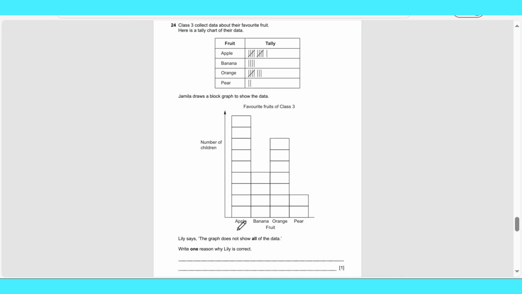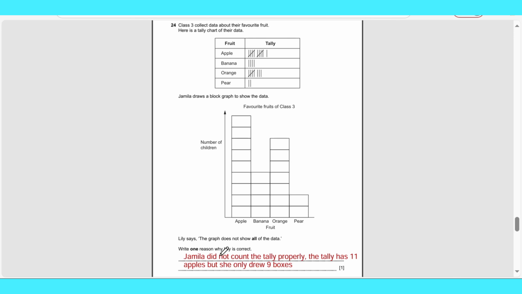Okay, what's your answer, guys? So guys, this is one of the reasons. Jamila did not count the tally properly. The tally has 11 apples. This is 5 plus 5 plus 1 is 11, but she only drew 9 boxes: 1, 2, 3, 4, 5, 6, 7, 8, 9. If you have any other reason, please write it down in the comment section. Your answer will be helpful for other viewers.